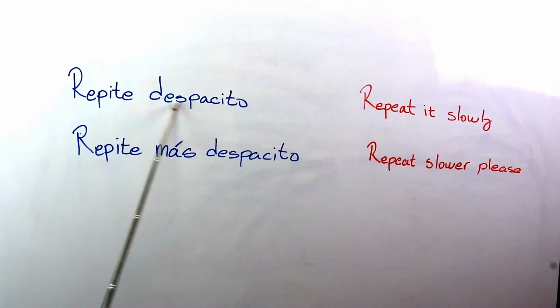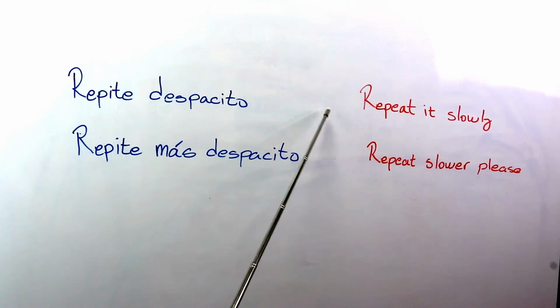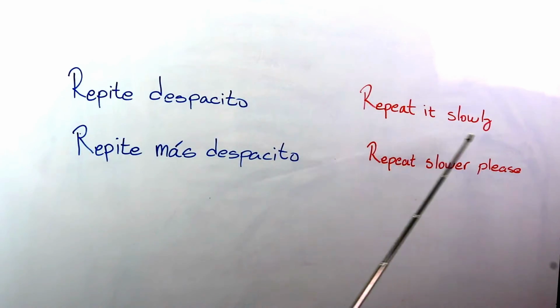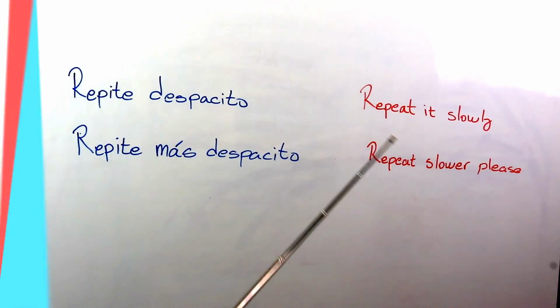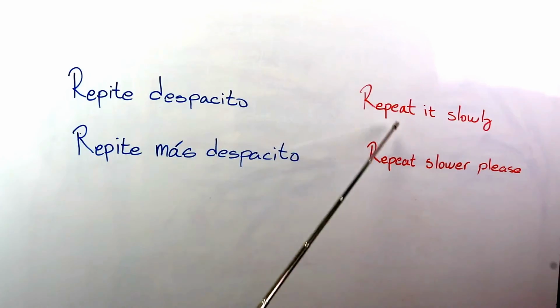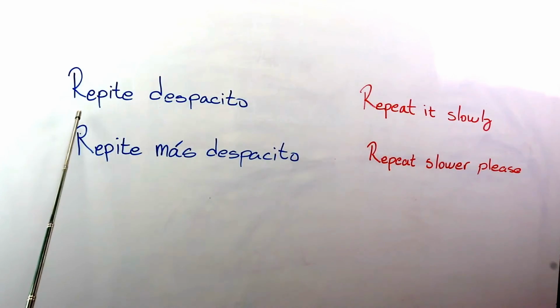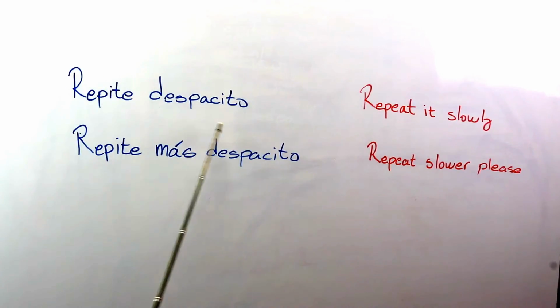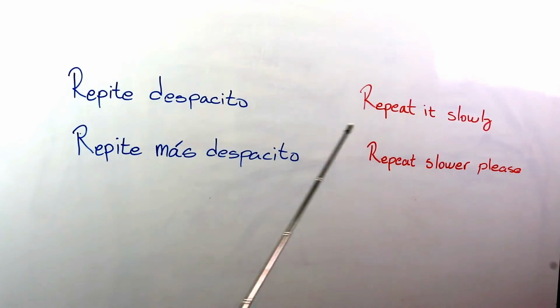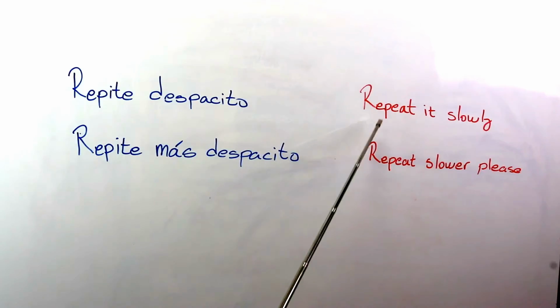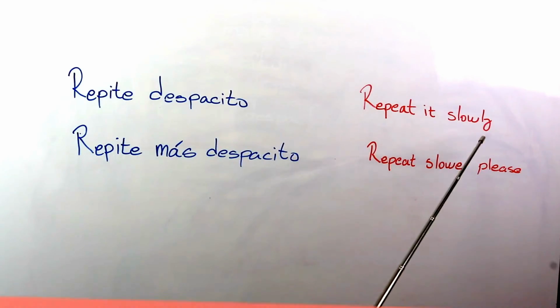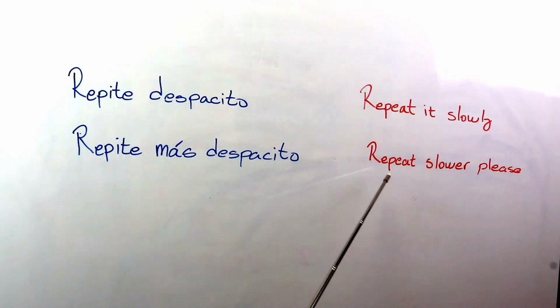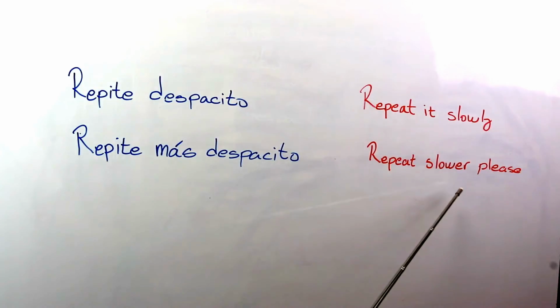Another way we can use the word despacito is whenever we want to request somebody to repeat something slowly. In order to request someone to repeat something slowly, we can simply request this by asking, repite despacito. Repite despacito. The person will understand that you are asking him or her to repeat it slowly. Next example is whenever we want to ask someone to repeat something slower.